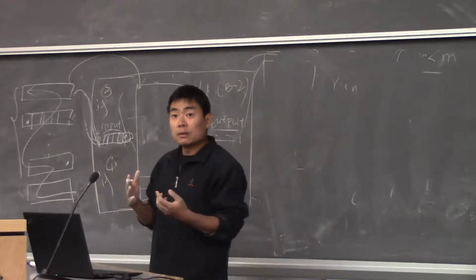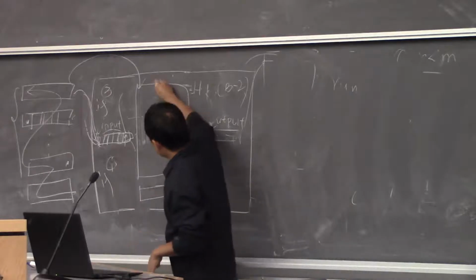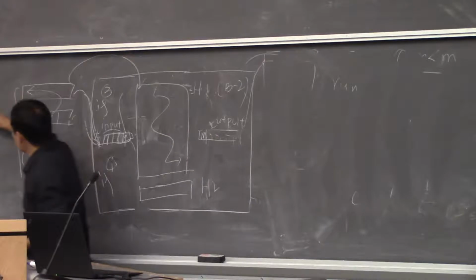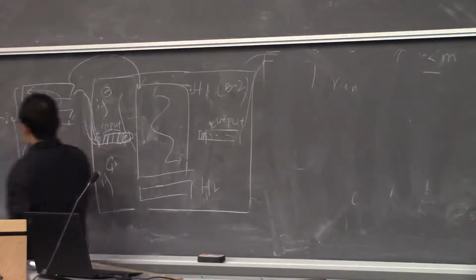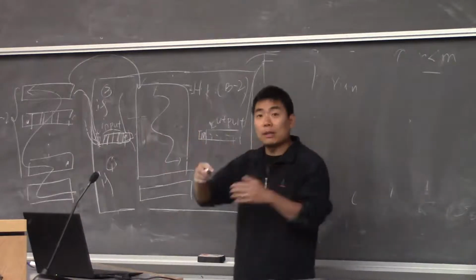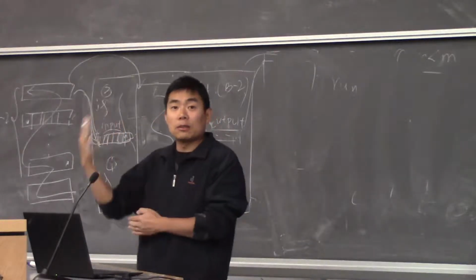Why does this help? Because now everything in H1 is sorted. Even though these B minus 2 pages are reversely sorted on disk, once I load them into memory, they are properly sorted in H1.